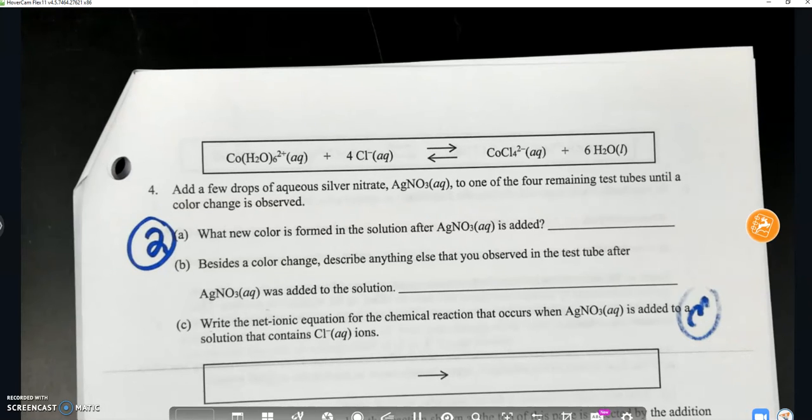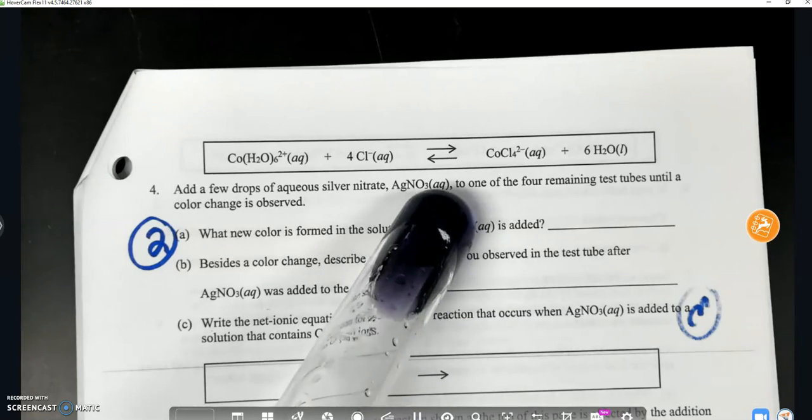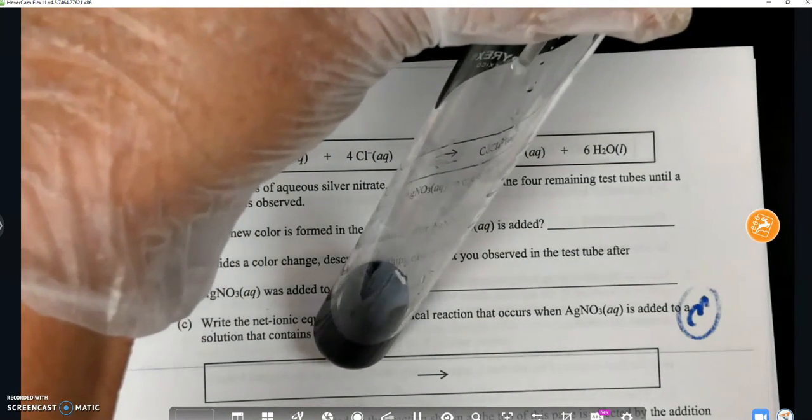Okay, the next thing we're going to do is take one of, and I think I can do this one under the camera. Pretty easy. It says, add a few drops of silver nitrate to the solution. So I'm going to take one of these. Remember, it's a violet color, and I'm going to add some silver nitrate.